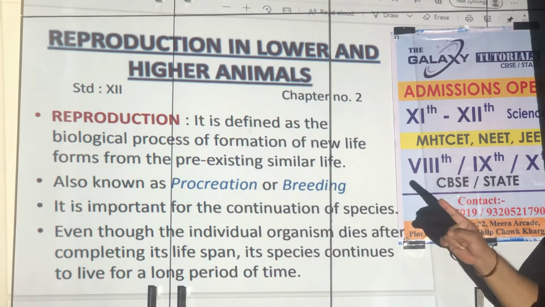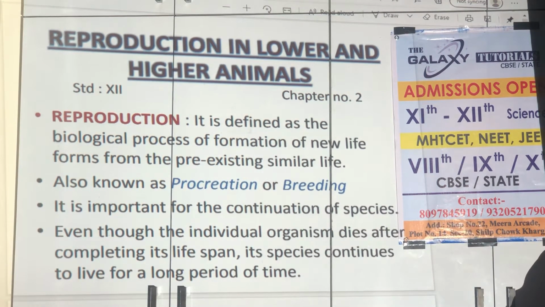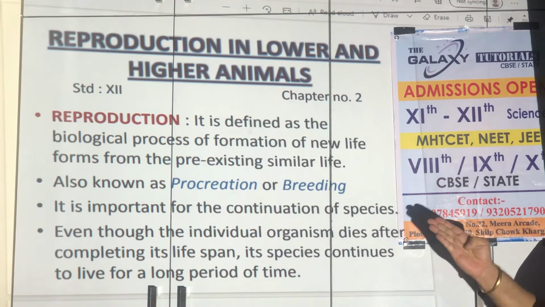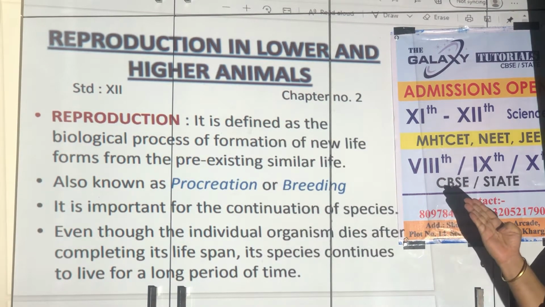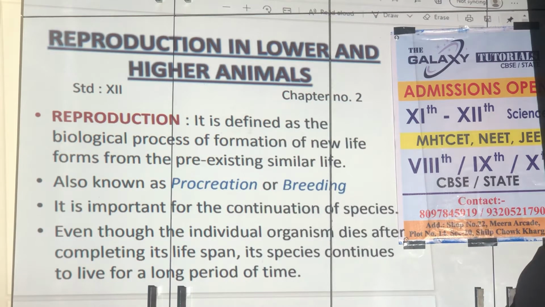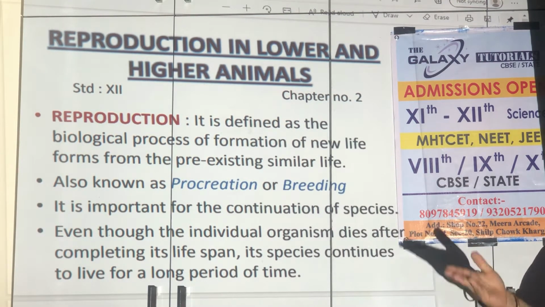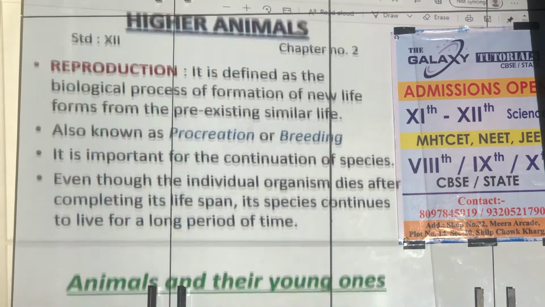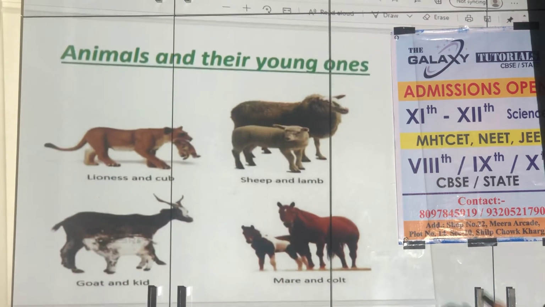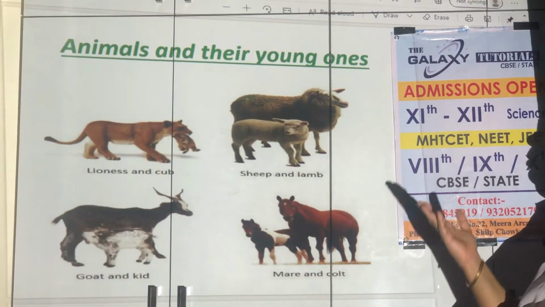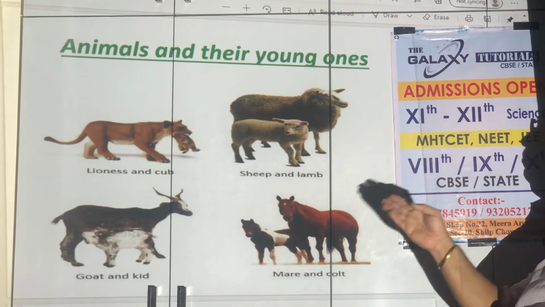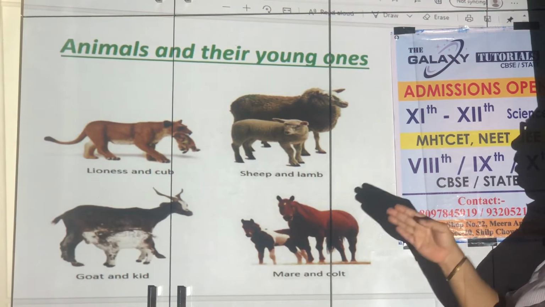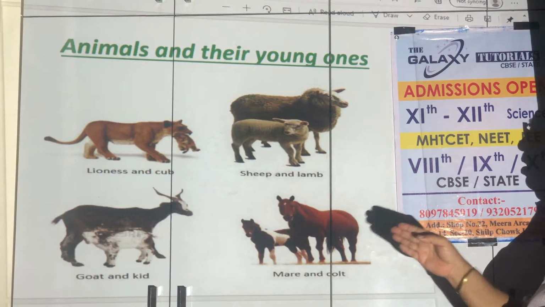It is also called procreation or breeding. It is important for continuation of species. Species will become extinct if it cannot reproduce. And although you die, the species continues. Man is born, man dies, but the species of man continues. From your textbook, a lion will have a cub, a sheep will have a lamb. So each one gives birth to a young one.